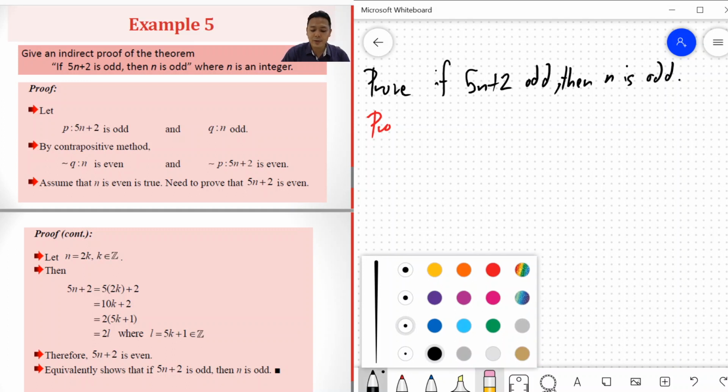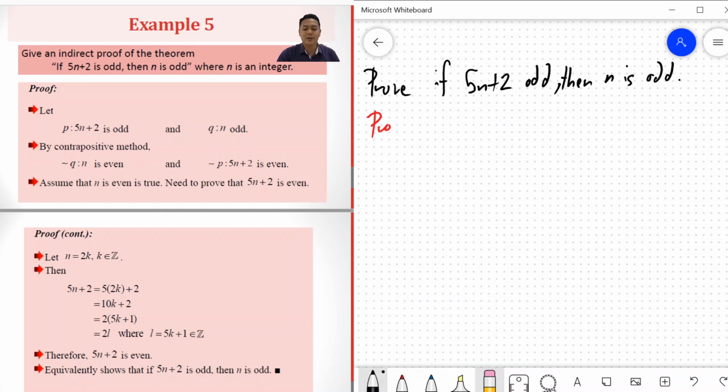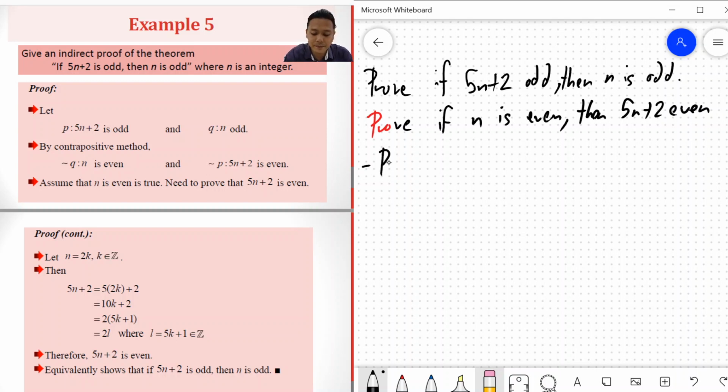So instead of trying to prove directly that if 5n plus 2 is odd, then n is odd, I want to prove this instead. I want to prove if n is even, then 5n plus 2 is also even. Then we prove it as usual.